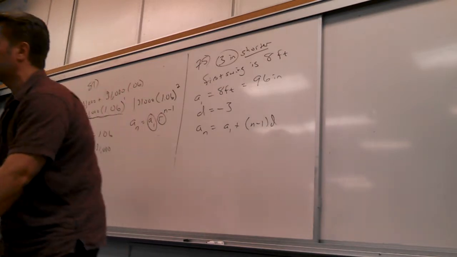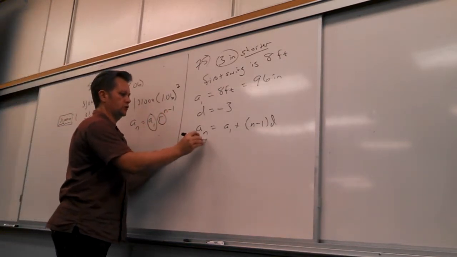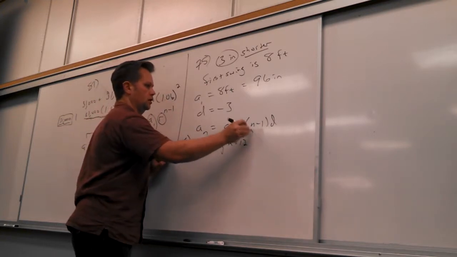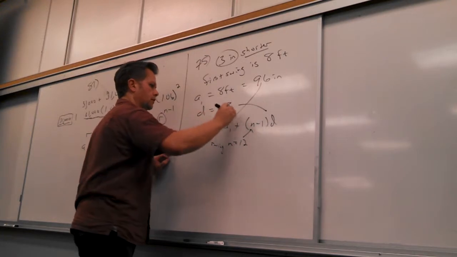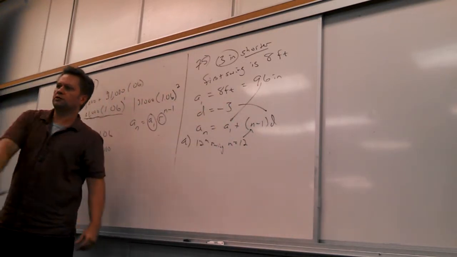Now, part B is more interesting. Part A just says the 12 swings, so N is 12, and just plug and chug. Plug it all in there and see what happens. Part B says, what's the total distance traveled?